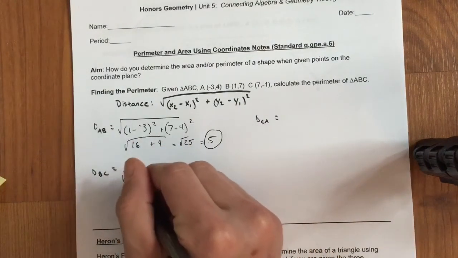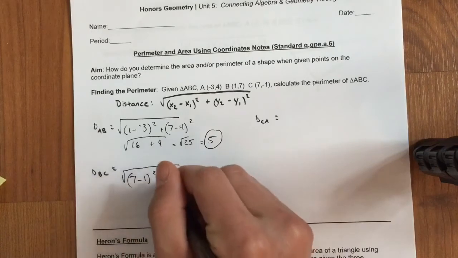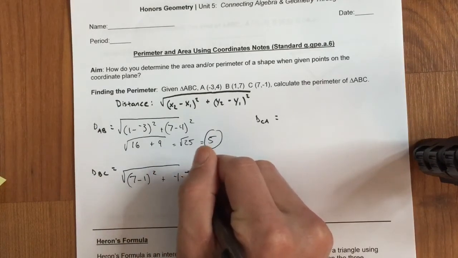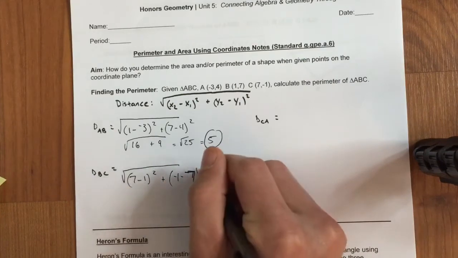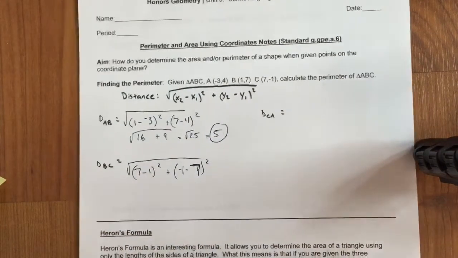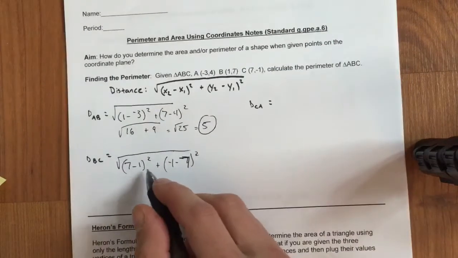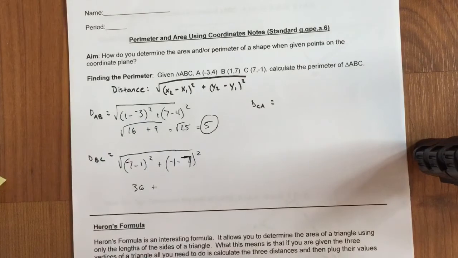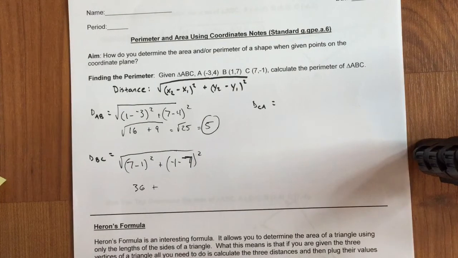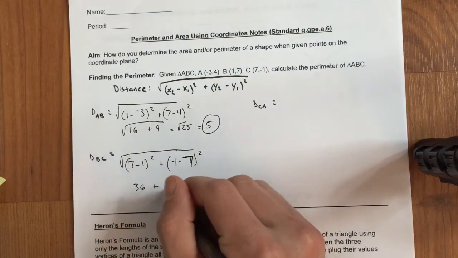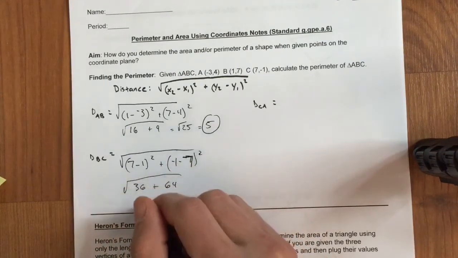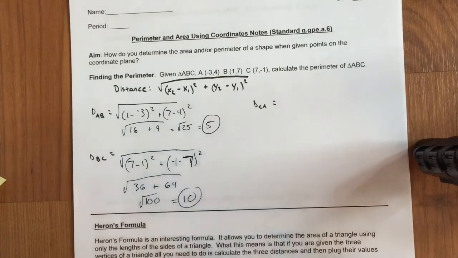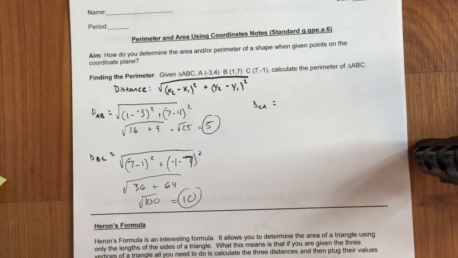We have 7 minus 1 squared plus negative 1 minus 7. Sorry, that one's a little sloppy there. Minus 7 squared. Calculating this, we get 7 minus 1 is 6, and 6 squared is 36. Negative 1 minus 7 is negative 8, and negative 8 squared is 64. 36 plus 64 is 100, and the square root of 100 is 10. Now I'm going to circle that because I know I'm going to need that answer when I come back to it.